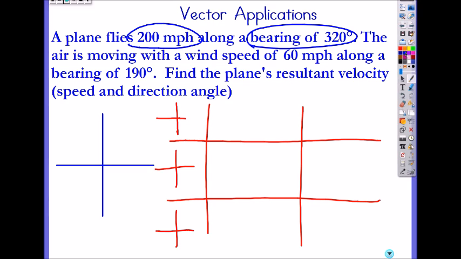Bearing means you start from north, right? And you go 320, so that's 270. And how much more do you go up? 50. So this is what we need to find the x and y component. The reference angle is 50, and it's in the second quadrant, so we already know x must be negative, and y is positive.